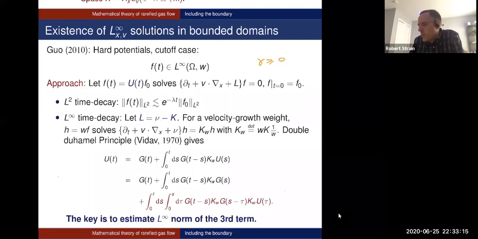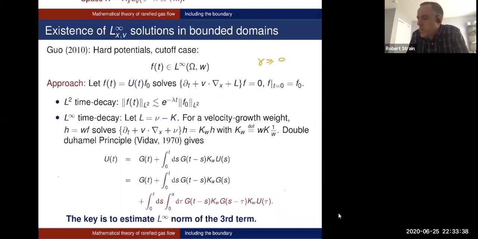So when you do the Duhamel formula once, this term up here is hard to estimate. When you do it a second time, this term is still hard to estimate, but it can be estimated, whereas the first term is open. And so this is a nice result, and you see when you do boundary conditions, you use L-infinity.